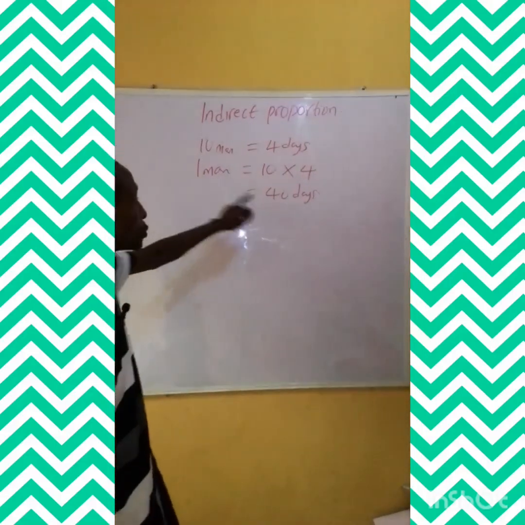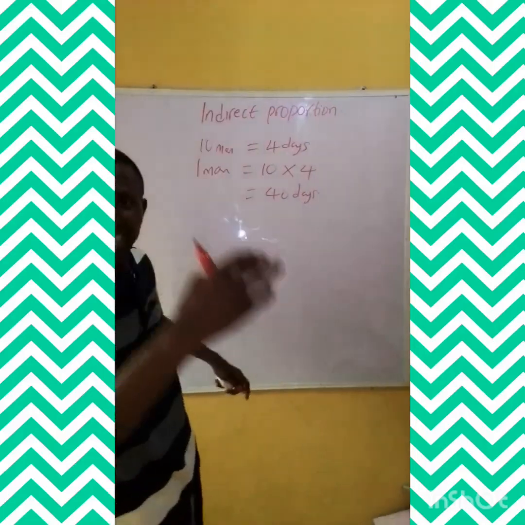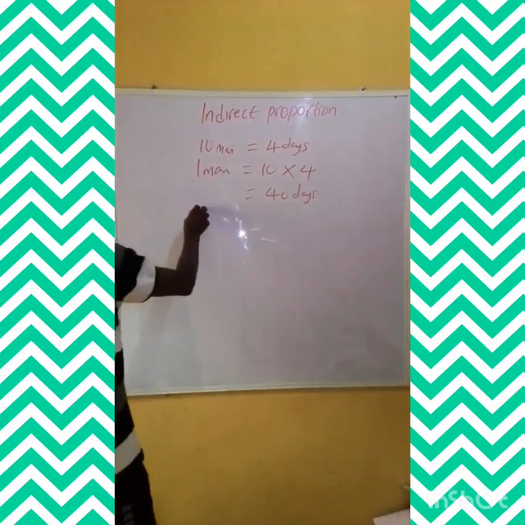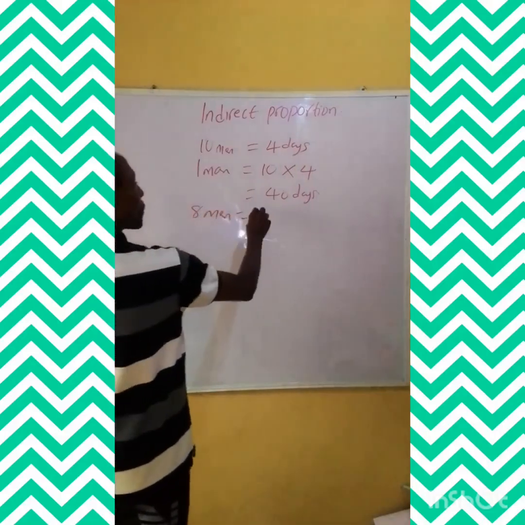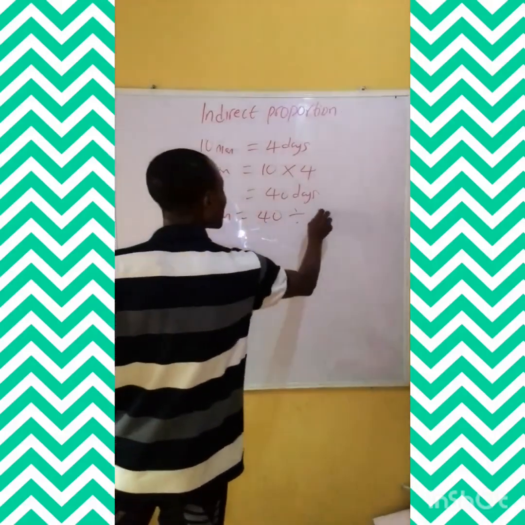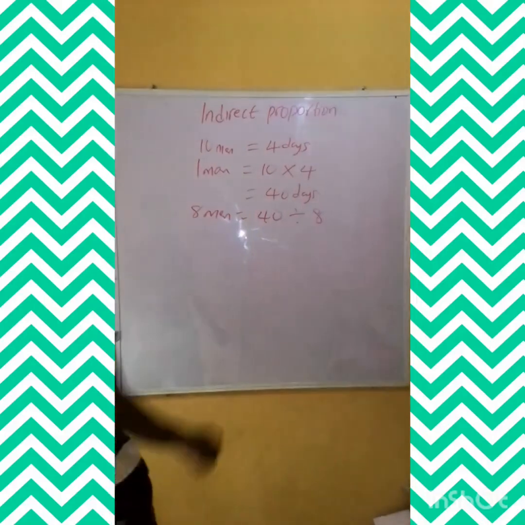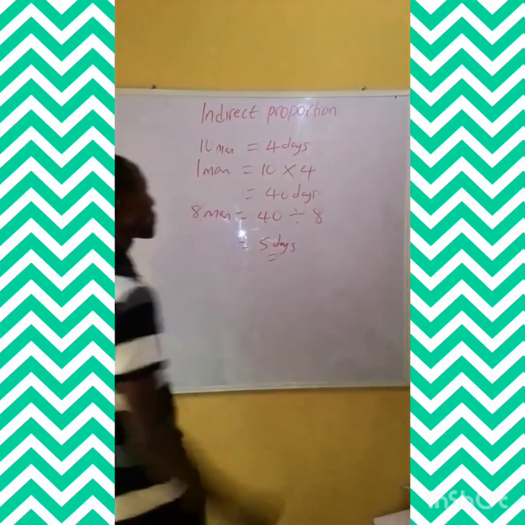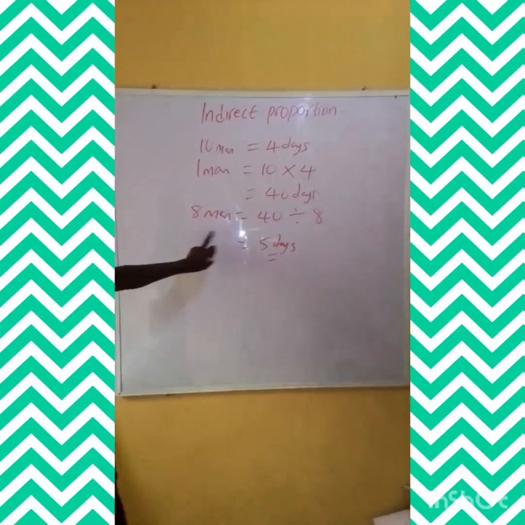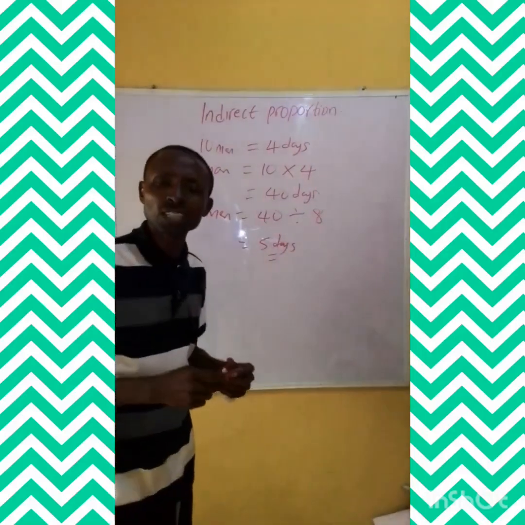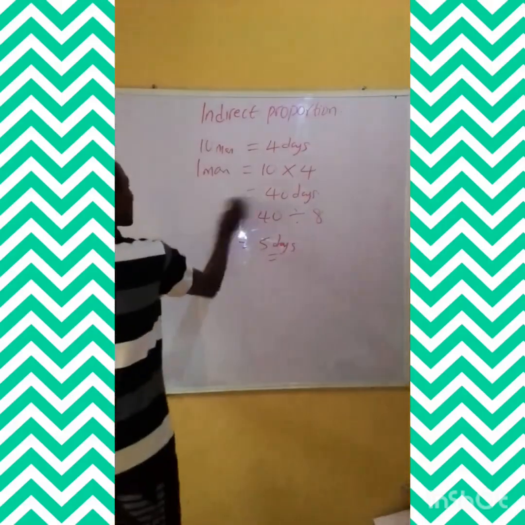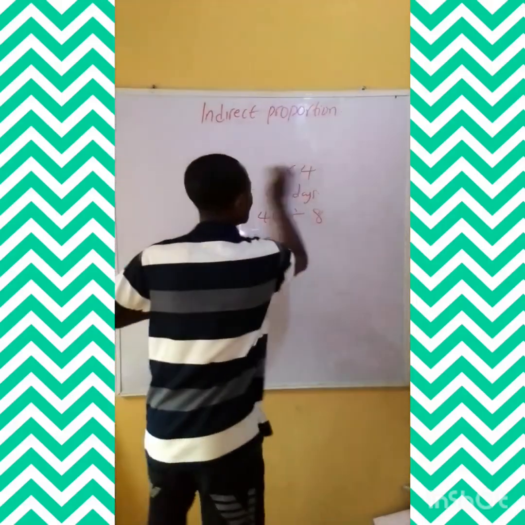Then they said 8 men. So if 1 man would do the job in 40 days, let's increase the number of men to 8 men. 8 men will be what? 40, share it by the number of men. What do we have? It's 5 days. So if we increase the number of men, definitely the duration of days will decrease. That is indirect proportion.